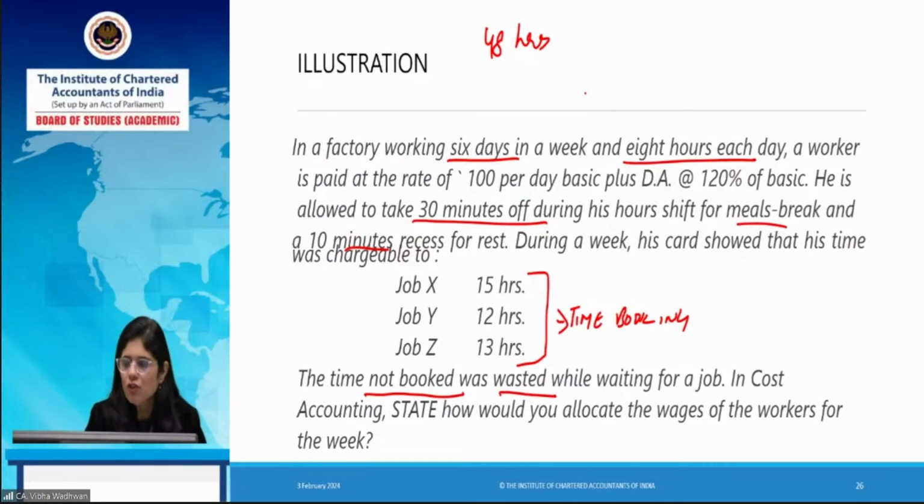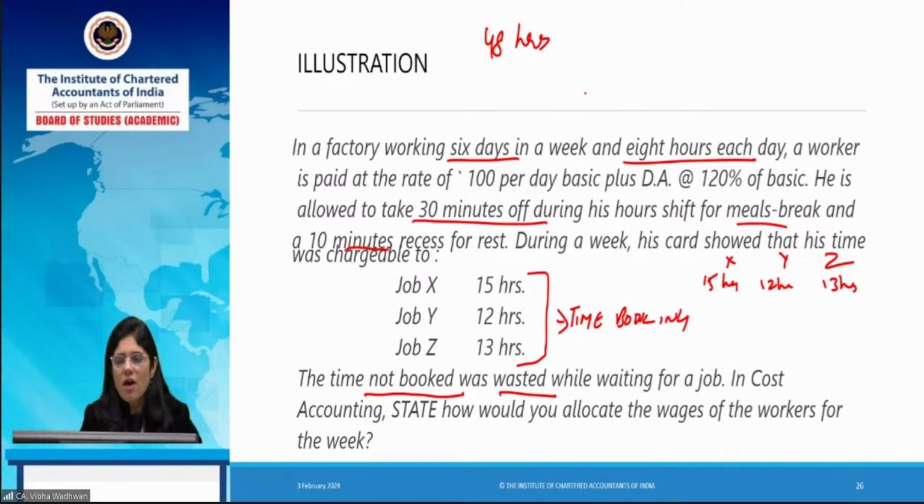Clear? So job X, job Y, and job Z. The hours are there: 15 hours, 12 hours, and 13 hours. So three types of hours they have done. We have to calculate the cost per hour so that we can allocate it on the job.